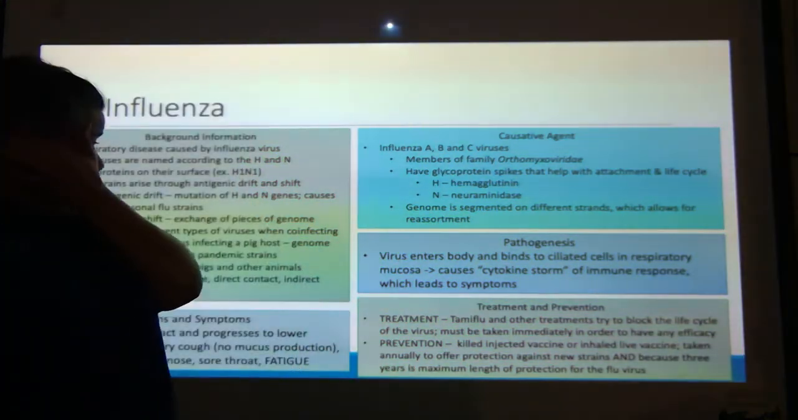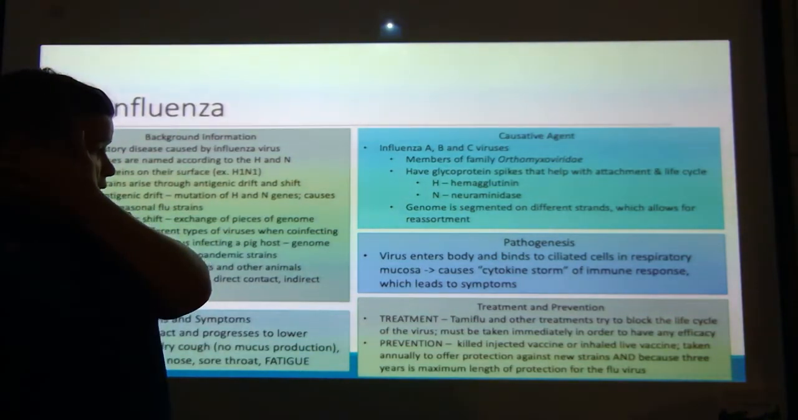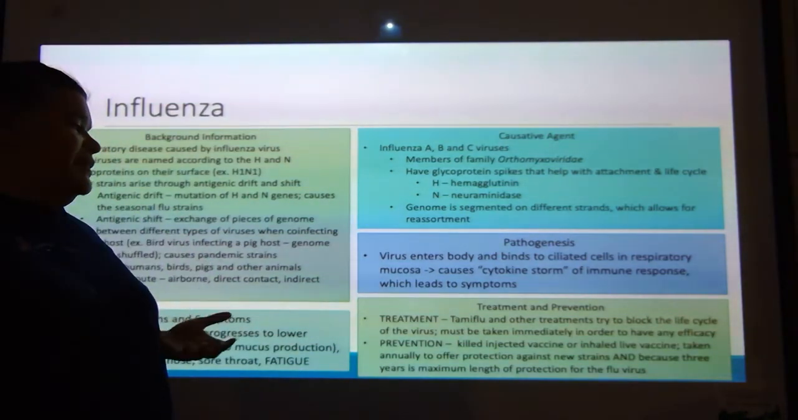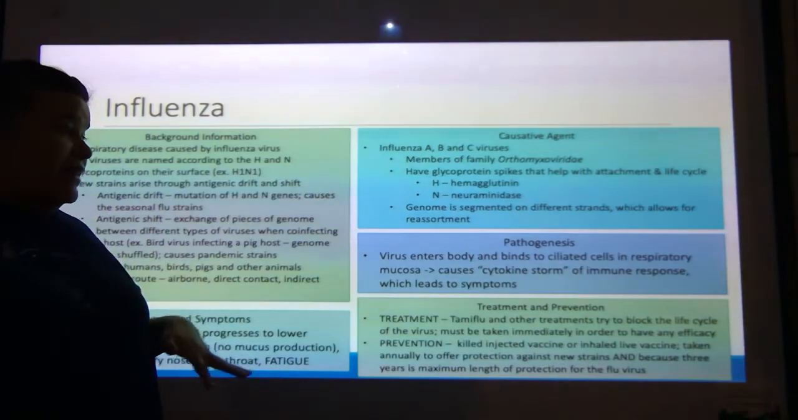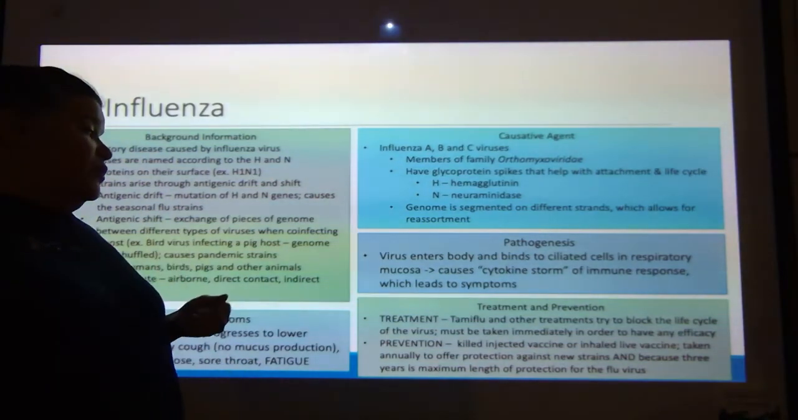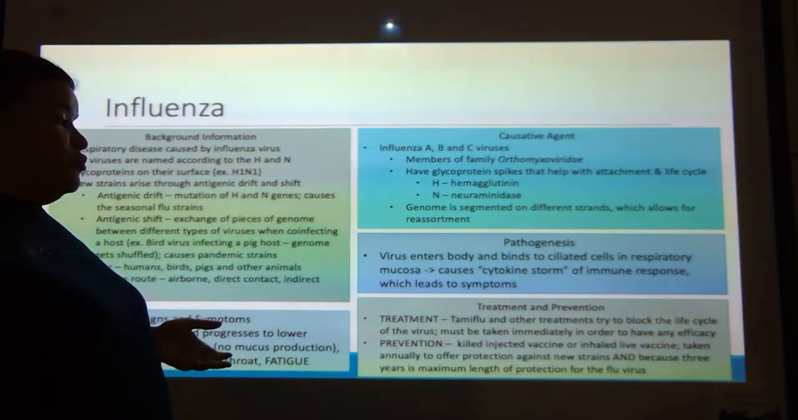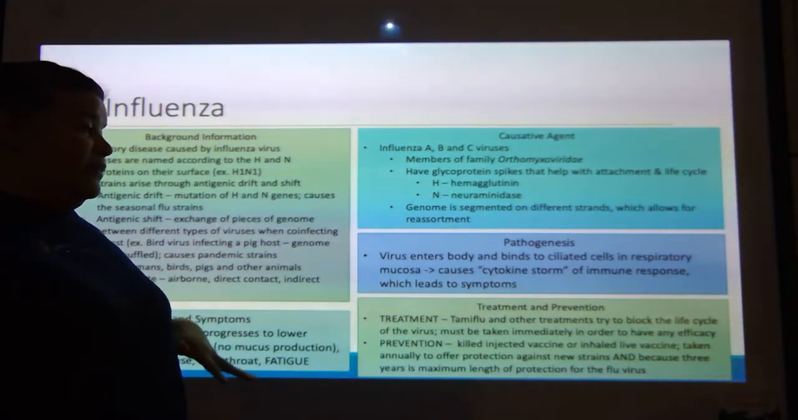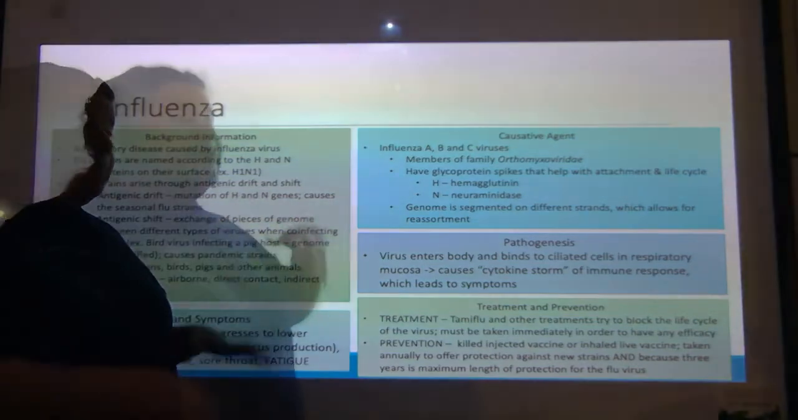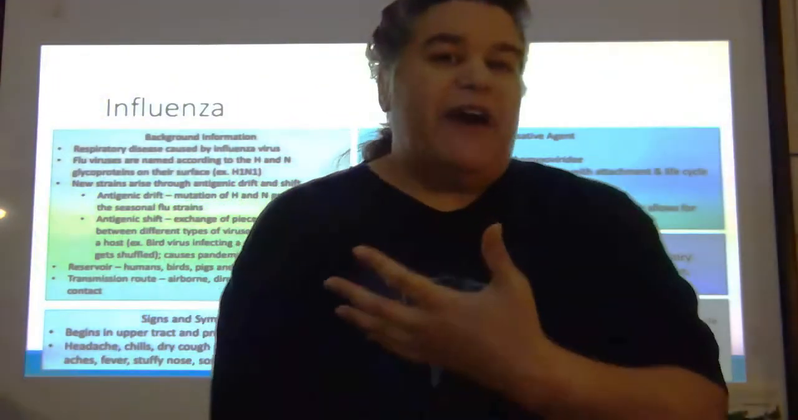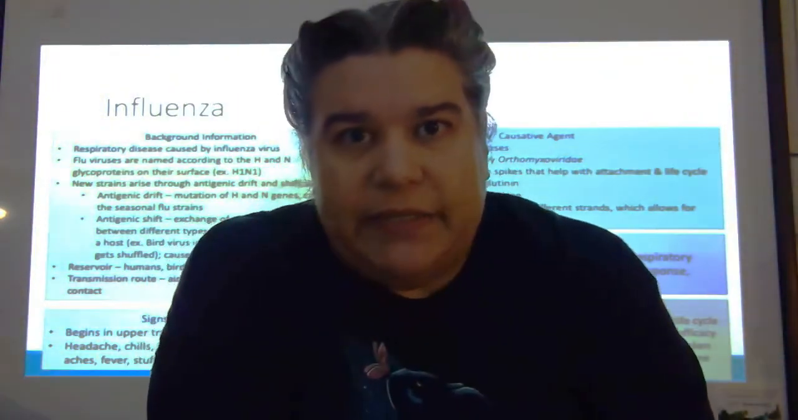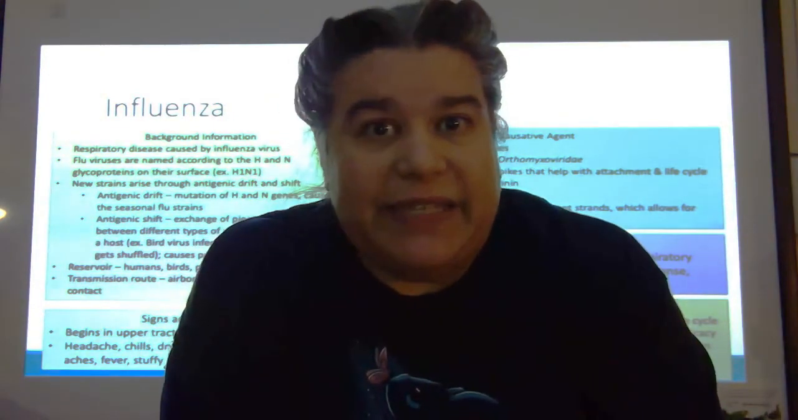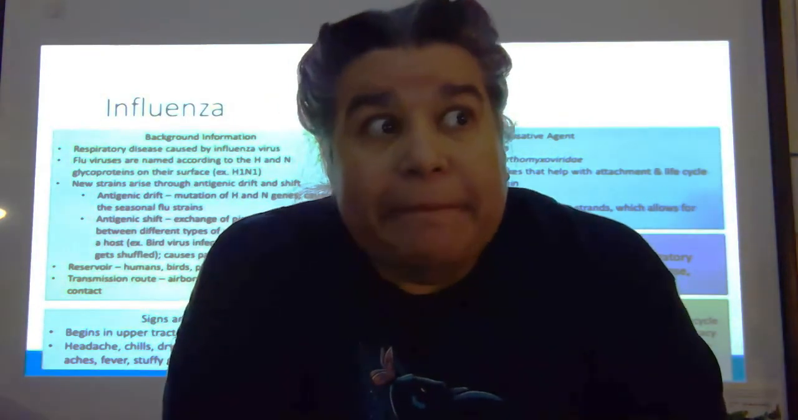Prevention. Well, we know that we have flu vaccines. Killed injected vaccines or inhaled live vaccine can be taken annually to offer protection against new strains, and because 3 years is the maximum length of protection for the flu virus. Because of how quickly this mutates, because of how fast this mutates, we have yearly vaccinations, flu vaccinations.